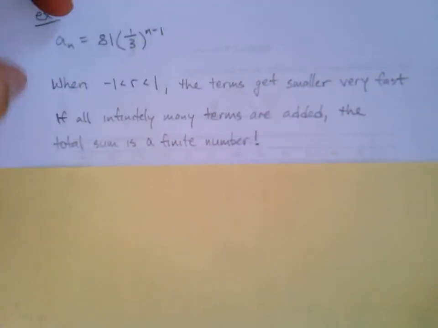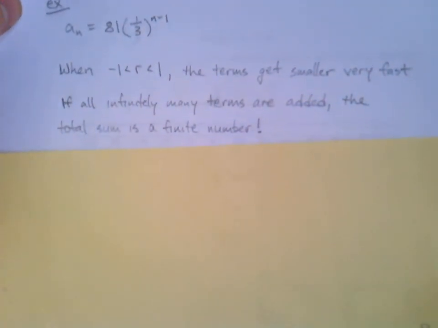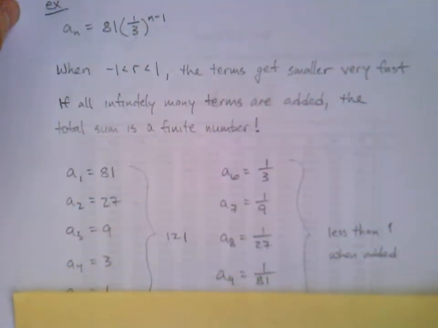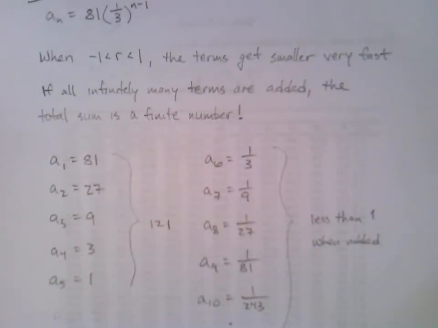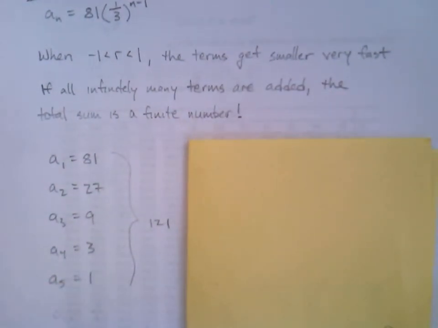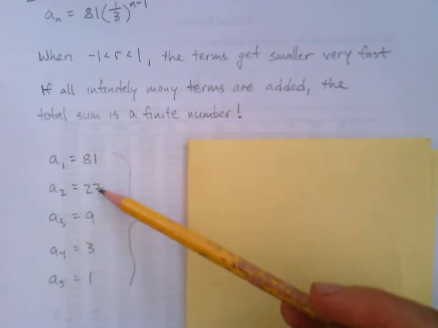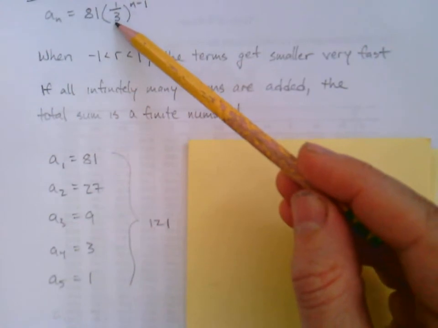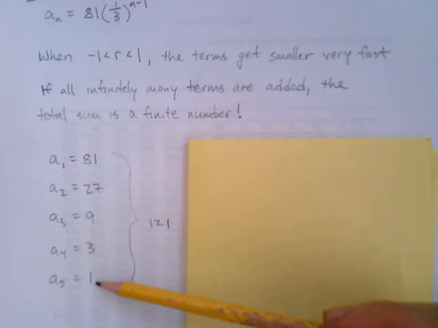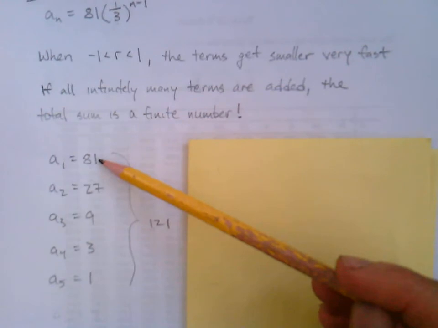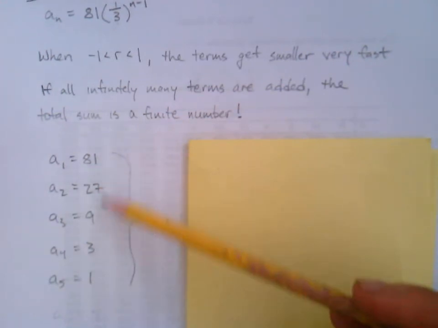Okay, let's investigate a little further with this sequence right there. So I'm going to find, let me just show you part of this. Just focus on one piece here. Here's A1 through A5. Okay, A1 is 81. A2, now we start multiplying by 1/3. Multiply by 1/3, multiply by 1/3, multiply by 1/3. Same as dividing by 3. 81, 27, 9, 3, 1. Those are the first 5 terms.